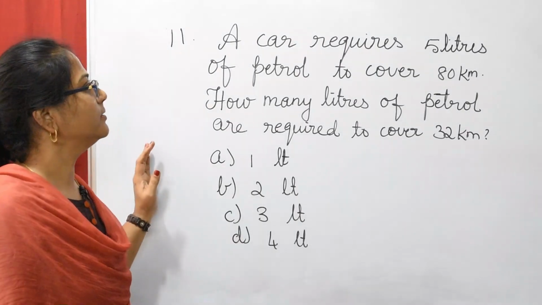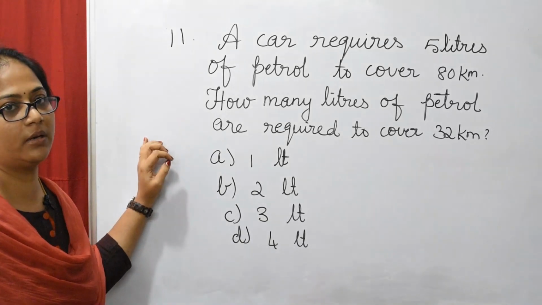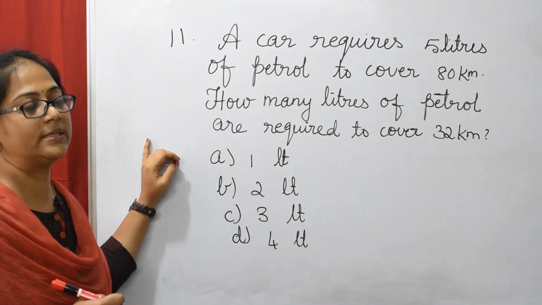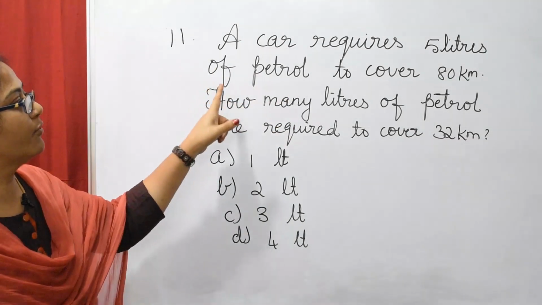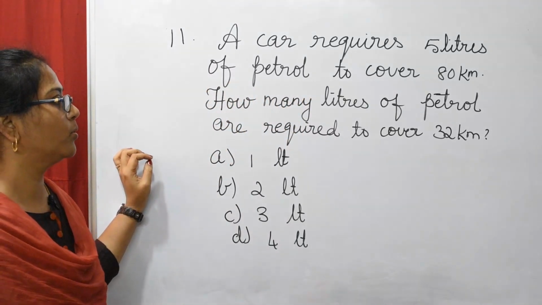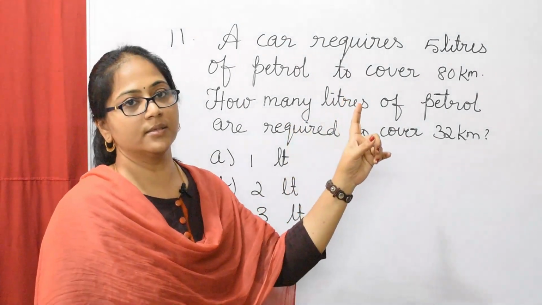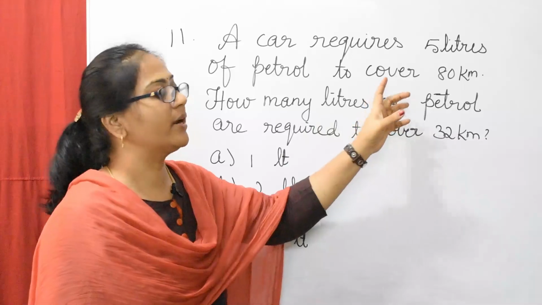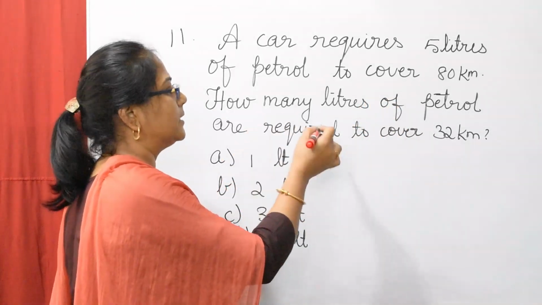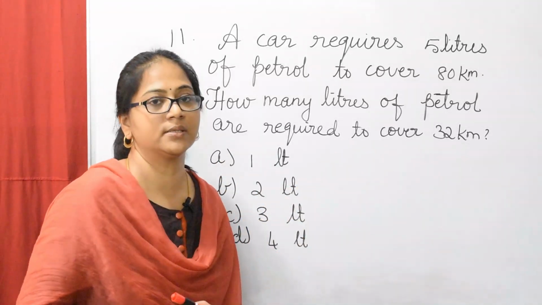So 11th question, a car requires 5 liters of petrol to cover 80 kilometers. Okay, you always highlight the important points there. 5 liters of petrol to cover 80 kilometers. How many liters of petrol are required to cover 32 kilometers? So 5 liters of petrol is used to cover 80 kilometers. So you have to find how many liters of petrol is required to cover 32 kilometers.